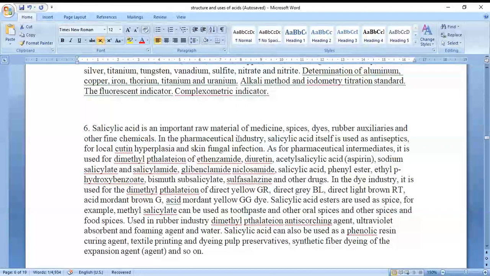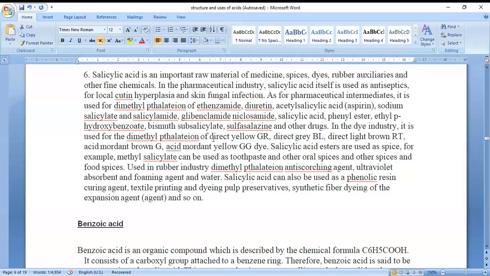So we can say that salicylic acid is an important compound because of its bactericidal, fungicidal and keratolytic properties, and it is an important raw material for various drugs like acetyl salicylic acid. You have to remember all these points. It is also mainly used in the rubber industry, and it can be used to produce dimethyl phthalate and other organic phosphorus pesticides, rodenticides, etc.